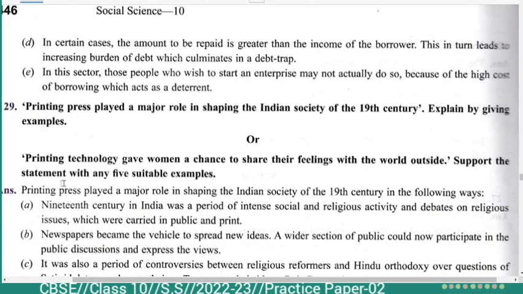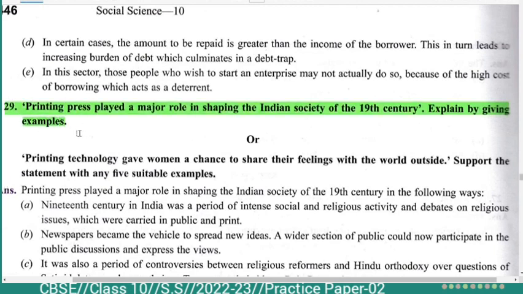Next point, in certain cases, the amount to be repaid is greater than the income of the borrower. This in turn leads to an increasing burden of debt which culminates in a debt trap. Last point, in this sector, those people who wish to start an enterprise may not actually do so because of the high cost of borrowing which acts as a deterrent.